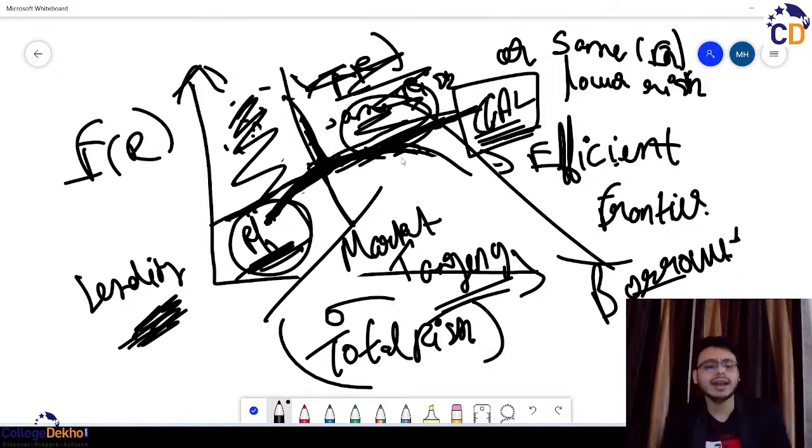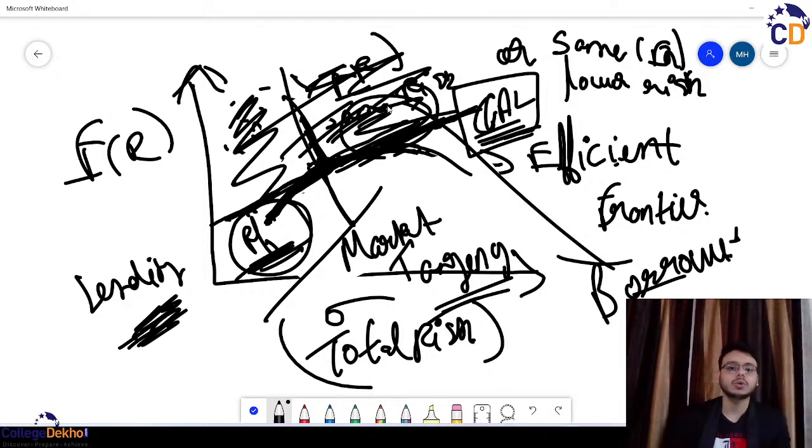इसको हम CML line and this CAL line, it can be different for different people. किसी की CAL line like ऊपर हो सकती है. So there can be like different combinations of CAL line. Okay. So that is one thing you need to understand.